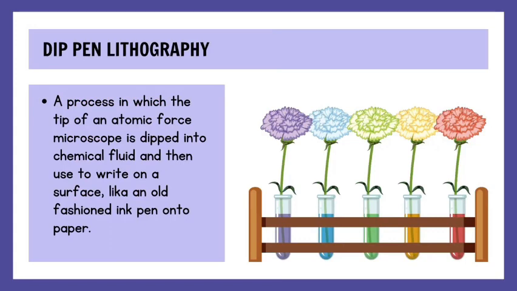Next is dip-pen lithography. It is a technique that uses a tiny pen-like tip filled with special chemicals to draw or write on surfaces. It's similar to using an ink pen but on a much smaller scale. The tip is dipped into this chemical and then used to create very small patterns or even electronic devices on a surface. It's a precise and powerful way to make tiny structures.